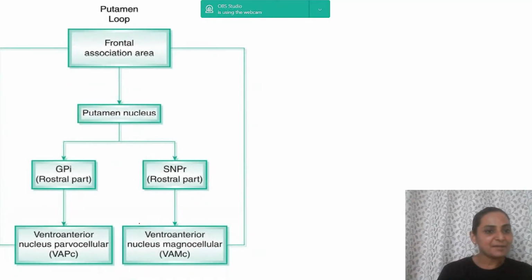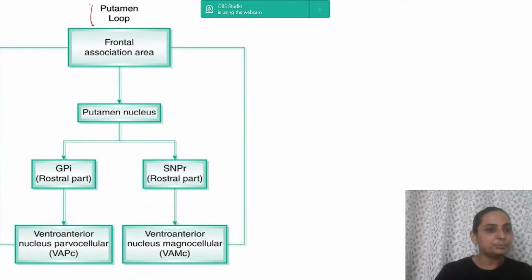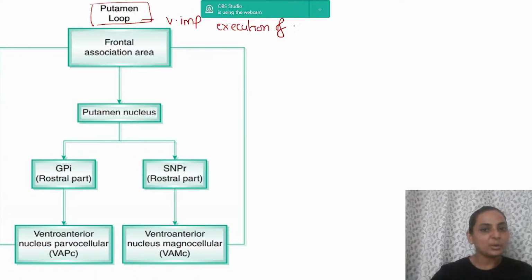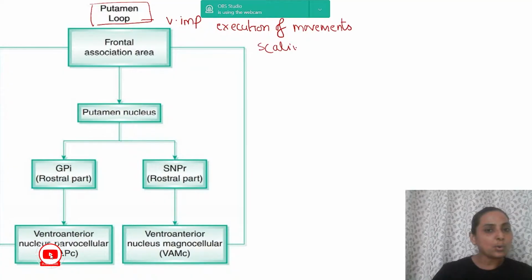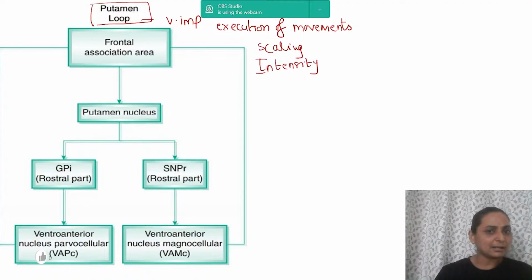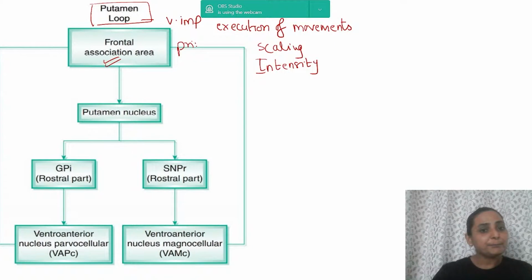The second one which we have is the putamen loop. Now this putamen loop is very important in the execution of movements, in the timing and scaling of the intensity of movements, and we will compile these when we study the functions. Now this putamen loop receives impulses from the frontal association area. It will also receive from the primary motor area and also from the premotor area.